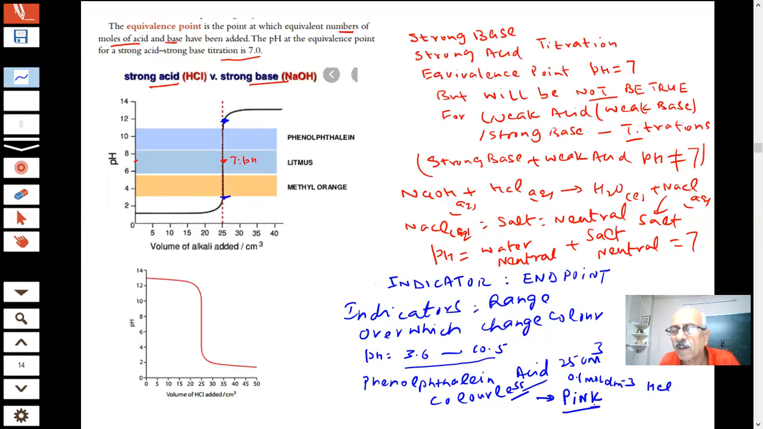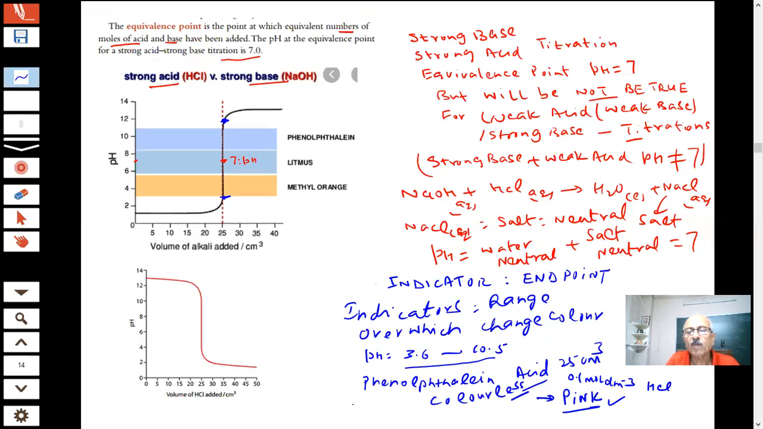What will you see in the flask? Pink color. Okay? The color will change. When the color changes from colorless to pink, that means the reaction is complete. That will be the end point. Got it? Therefore, when we do the titration, once we know the volume of NaOH which completely neutralizes the HCl, then we can find the strength of this.